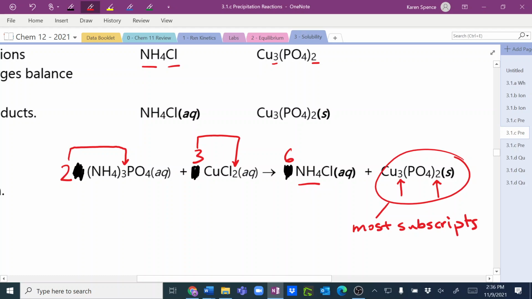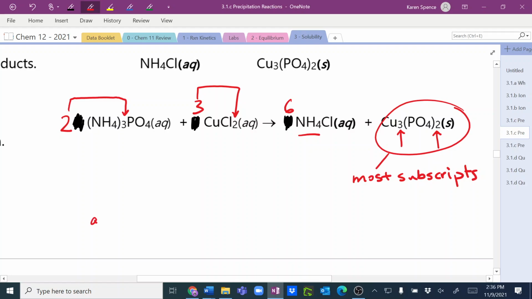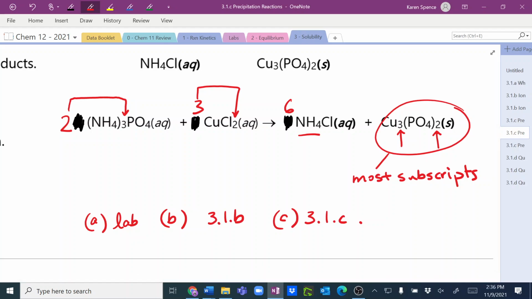Okay? So I'm going to give you guys the rest of the class to either A, if you've not finished your lab, you can finish your lab. B, you can work on 3.1b if you have not completed that. I would say do that before doing 3.1c. And then do 3.1c. Okay? And there are some corrections to 3.1c. Number 2 and number 6 are wrong in the answer key. I have a little corrected answer key here to give you for 3.1c.